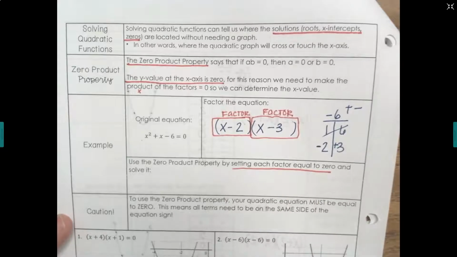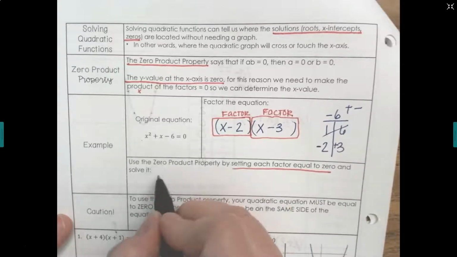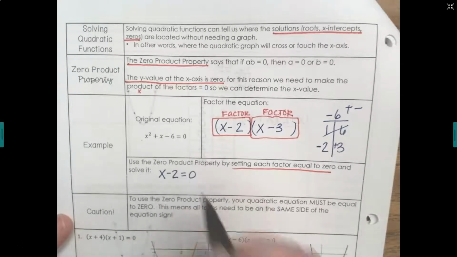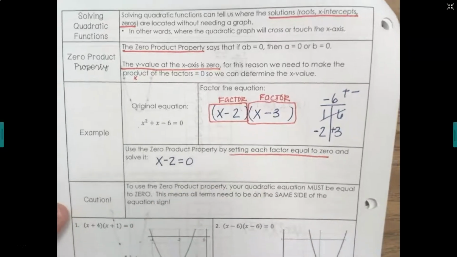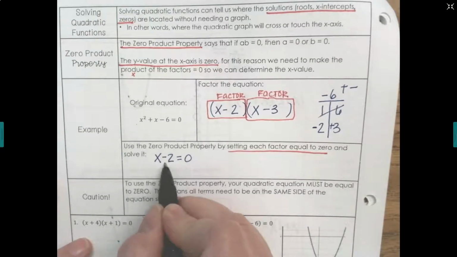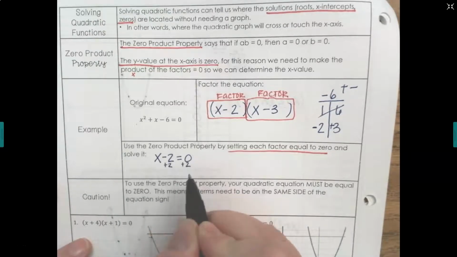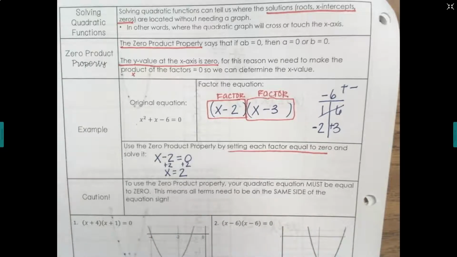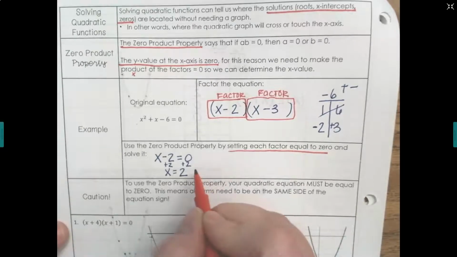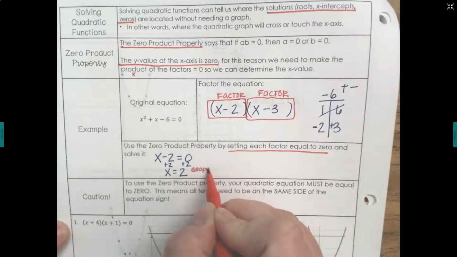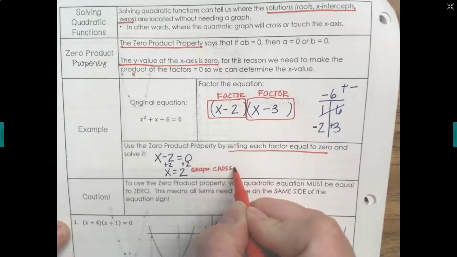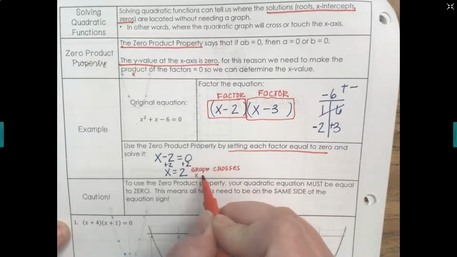and then solve it. So one factor is x minus 2. So we're going to say x minus 2 equals 0. And we're going to solve it. This is a pretty easy one to solve. Add 2 to both sides and you get x equals 2. So what that really means is your graph crosses the x-axis at 2.